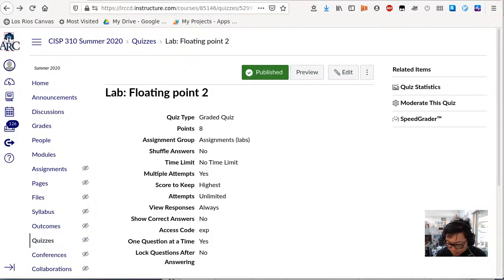So let me read Catherine's comment first. For each problem, I would like to understand why we are doing it, and the mathematical approach, okay, I got that. Alright, so let's go ahead and get started with the lab, which is floating point 2.